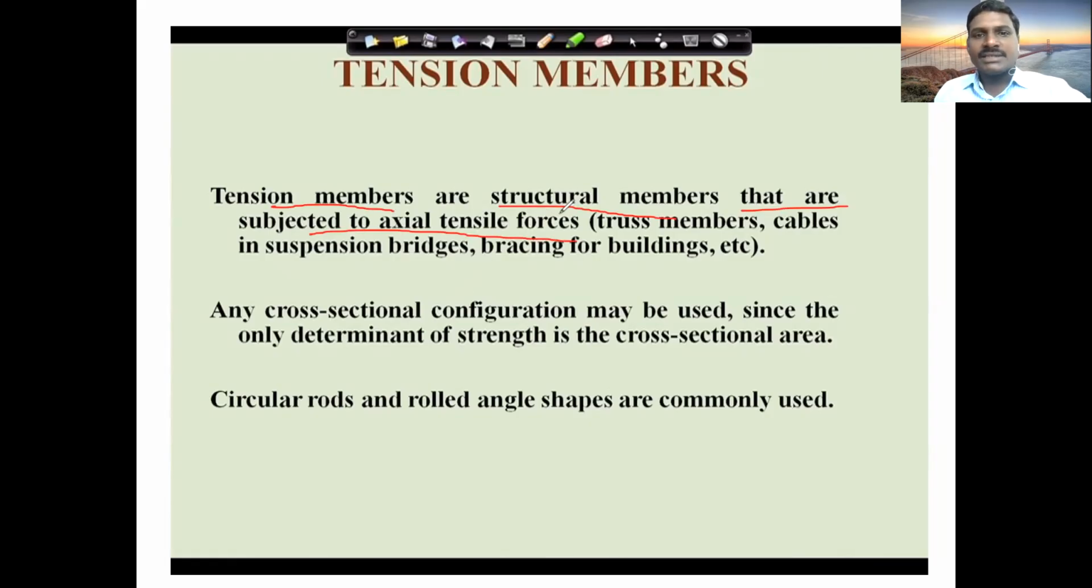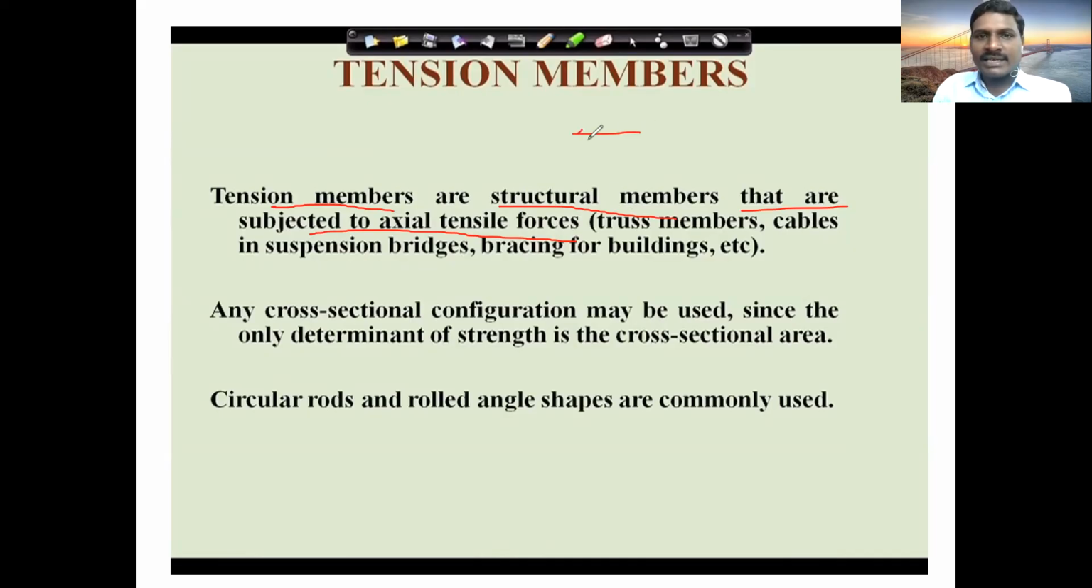Tension members are structural members. When we are calling them structural members, it means the member under loading condition. Please see, we all are civil engineers. So one thing keep in mind, structural member means that member carries the load. On this member, load is coming. For that, we are calling it a structural member. So a tension member is a structural member that is subjected to axial tensile force. So axial tensile force is coming.